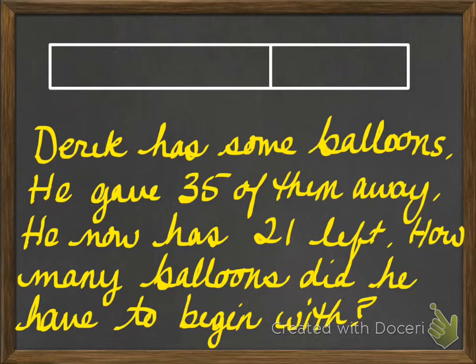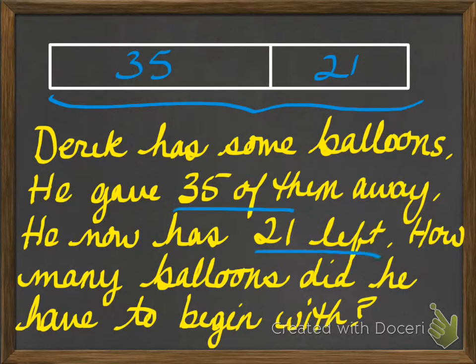Okay, so this bar at the top is going to represent how many balloons Derek has. And it's going to represent how many he had at the beginning because he gave 35 of them away. And now he only has 21 left. So I know that the 21 he has now and the 35 that he gave away is going to equal the amount that he began with. So that was my important information. He gave 35 of them away, he has 21 left, and I need to figure out how many balloons did he have to begin with.